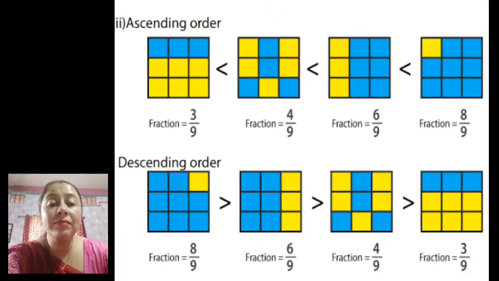Here also the same thing is there, children. In ascending order, the fraction with the smallest numerator you will write first. So 3 by 9, 4 by 9, 6 by 9, and 8 by 9 is the largest fraction. In descending order, the largest fraction, that means 8 parts out of 9 shaded, is 8 by 9. So we will write it first because we are arranging in descending order: 8 by 9, 6 by 9, 4 by 9 and 3 by 9. I hope ascending and descending order of fractions is clear to you all, and like and unlike fractions are clear to you all.